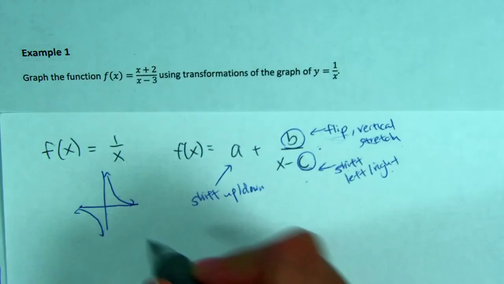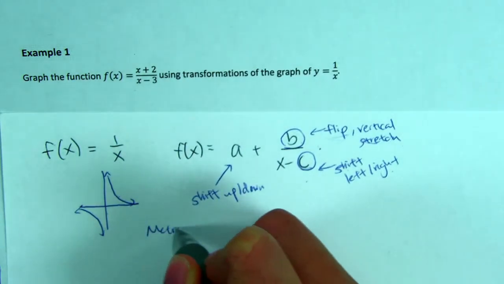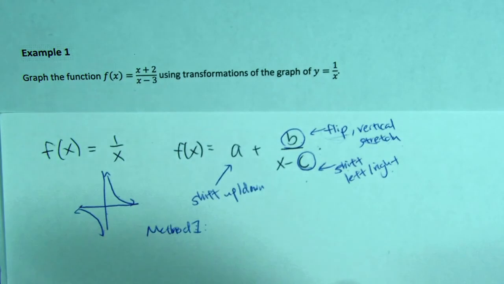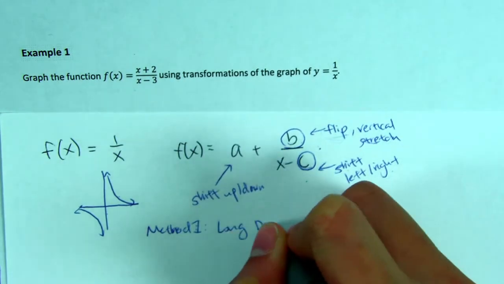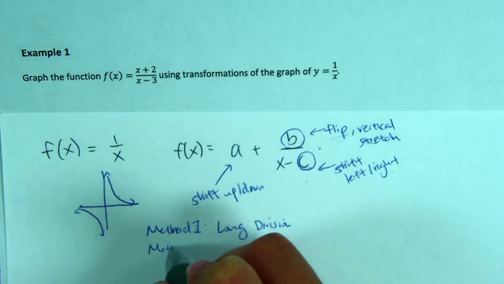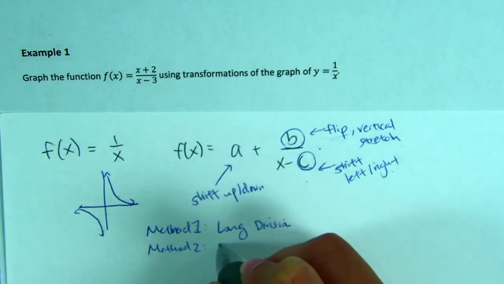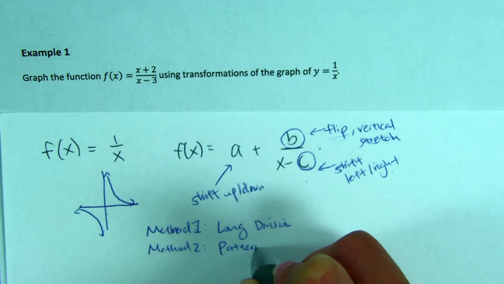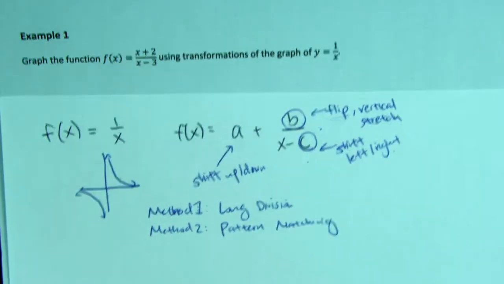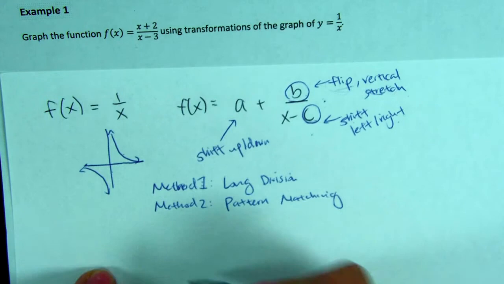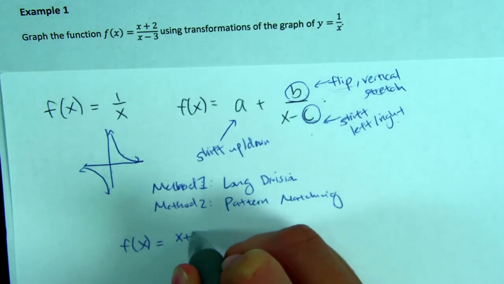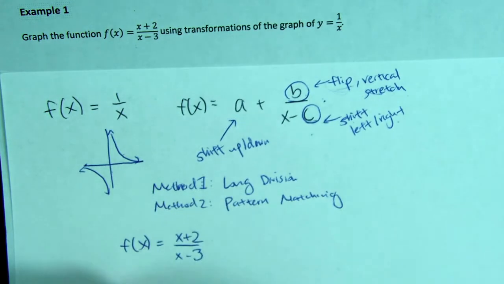So the two methods that I've named are method 1, which is long division, which you guys know how to do, and I will show you how it applies in this case. And method 2 is pattern matching, and I'll talk more about that. Okay, so let's go ahead and work with this example. Our function for example number 1 is f of x is equal to x plus 2 over x minus 3. Now, how do we do long division?